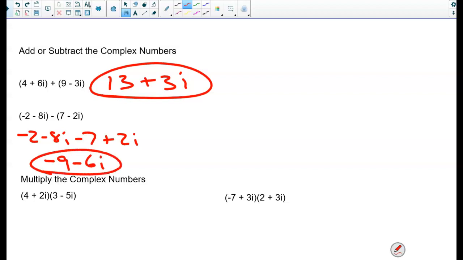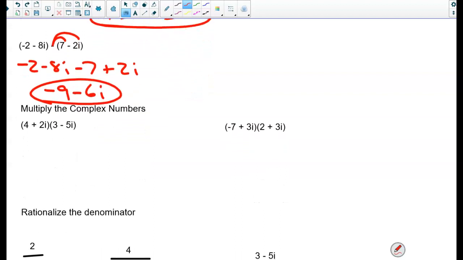And that's our answer. So when we multiply the complex numbers here, we're essentially FOILing. 4 times 3, that's 12. 4 times negative 5i, that's negative 20i. 2i times 3, that's 6i. 2i times negative 5i, that's negative 10i squared.